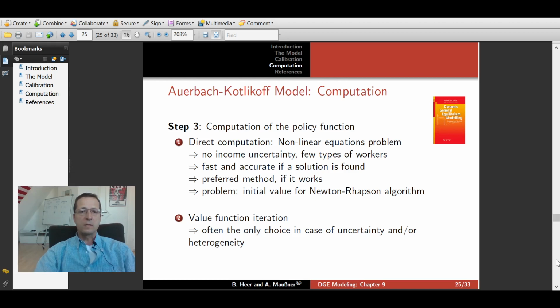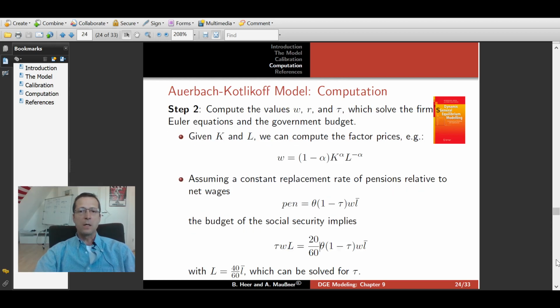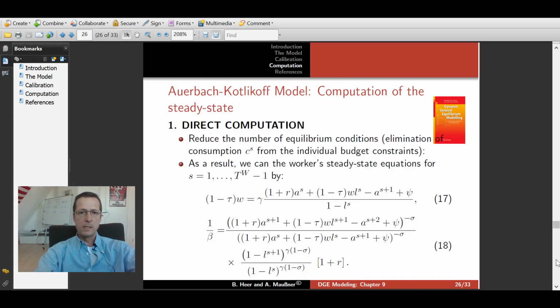Now let's explain the idea of direct computation that we look at in the following. Well, we have 59 Euler equations, 40 first order conditions with respect to labor, and 60 budget constraints.